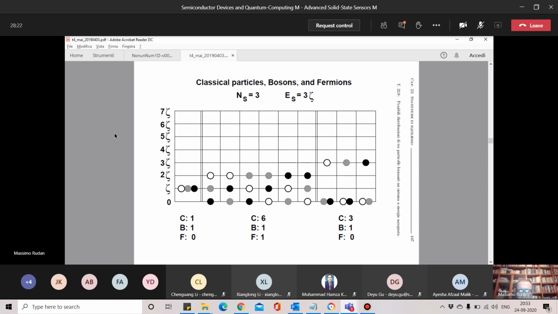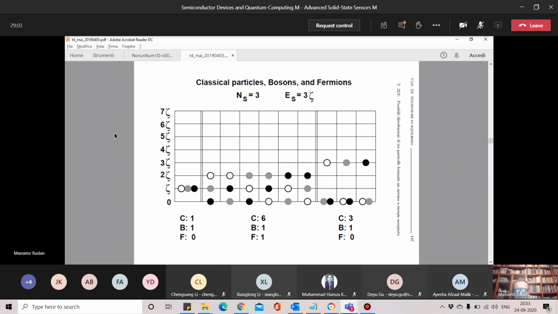Finally, there is another possibility to achieve the total energy equal to 3. One particle goes at level equal to 3Z, and the other 2 particles go to level 0. And again, if the particles are distinguishable, you may decide to place the white particle on top, or the gray particle on top, or the black particle on top. So you have a total of 3 combinations.